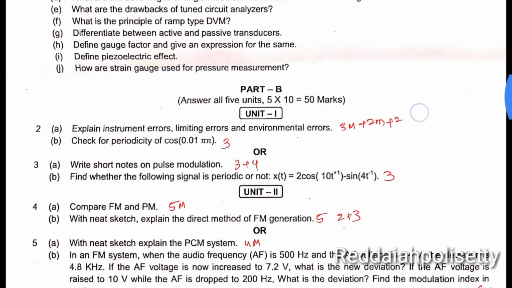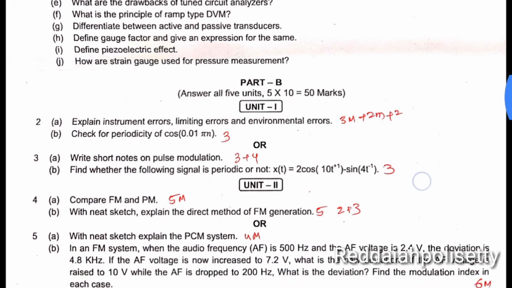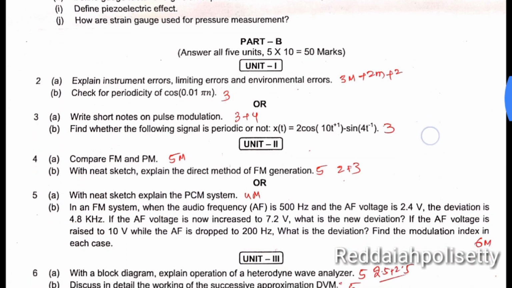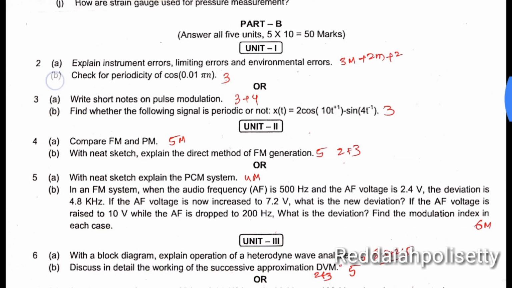These are the 2 marks questions, and now the 10 marks questions you can see. Explain instrumental errors, limiting errors and fundamental errors. Various types of errors they asked. And another one: check the periodicity of cos 0.01 pi n. That is the problem they ask. A periodic signal problem they asked.